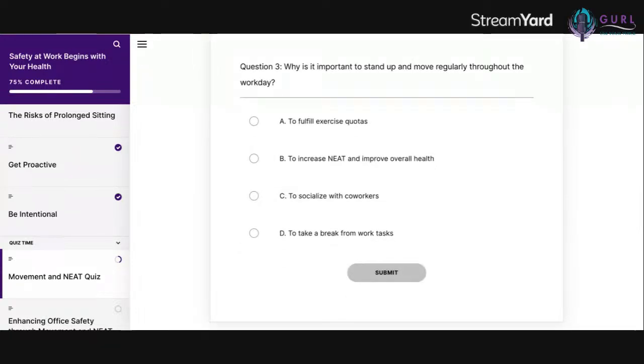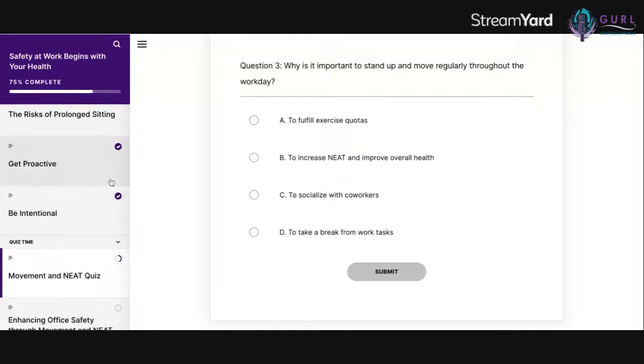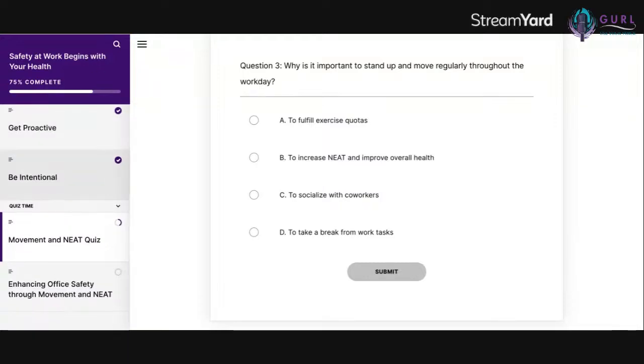Question 3. Why is it important to stand up and move regularly throughout the workday? Just real quick, over here, we are 75% complete. We have our check marks going on. We know there are only 2 more sections remaining. So we are very good at keeping people aware of how this course or training or module is going. So question 3, why is it important to stand up?